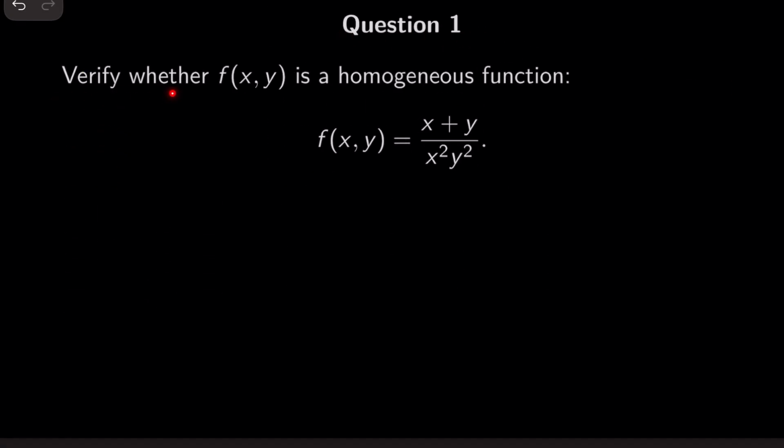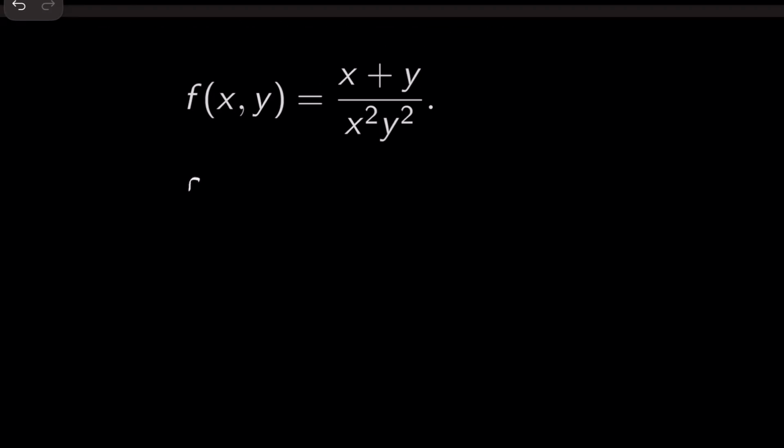With our first question, we have to verify if f of x y is a homogeneous function, and f of x y is defined to be x plus y on x squared plus y squared. Our first step is to compute f of lambda x, lambda y. Here, our new x is lambda x and our new y is lambda y. So if we see any x in this expression, we substitute in lambda x, and if we see any y, we substitute in lambda y.